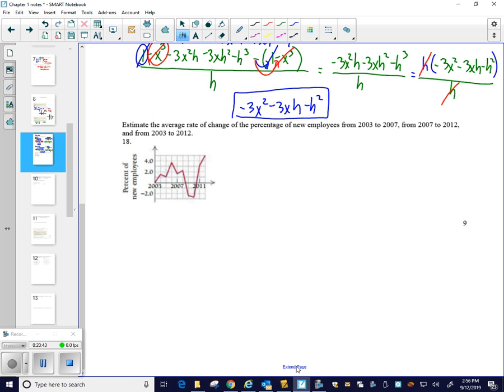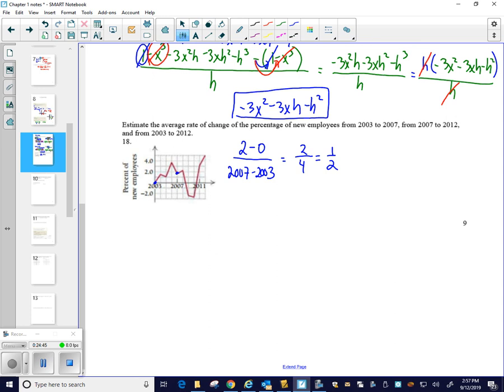So for the first one, we want to estimate the number of new employees from 2003 to 2007. So if I go to 2003, which looks like it's right here, looks like there's 0 new employees. And in 2007, looks like it's right here. We'll go up to the graph. That looks like there are 2 new employees. So the rate of change there is, let's see, the y value, y2, would be 2. Y1 would be 0 over 2007 minus 2003. Those are the change in the x value. So I'm going to get 2 over 4, or 1/2. So that's the first one. The percent rate of change is 1/2. So it's changing by 0.5% per year, it looks like.